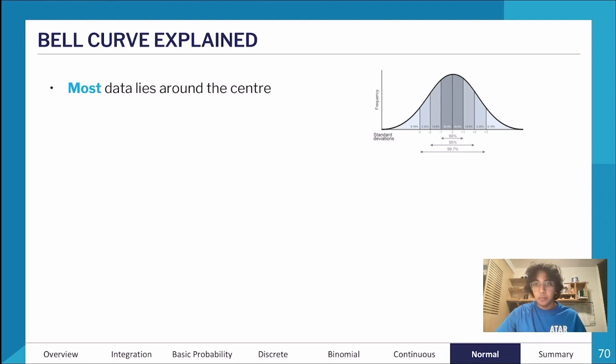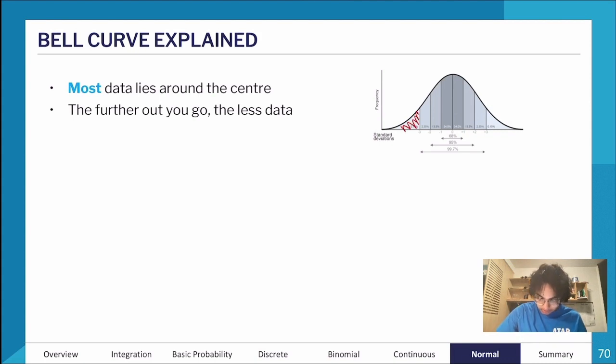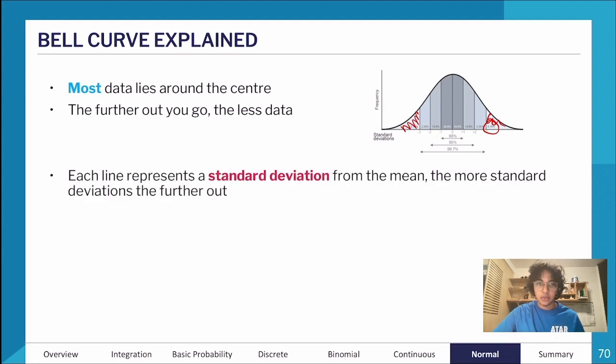With the bell curve, most of your data lies around that mean. You can see within just one standard deviation, you already capture 68%. Within 2, you already capture 95%. So a lot of your data is centered around the mean. The further you go out, you can see in these small pockets here, you've only got 0.15%. So tiny bits. The further you go out, the less data you have.